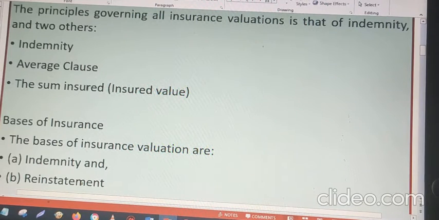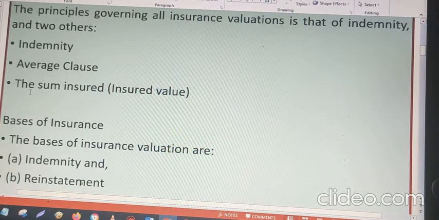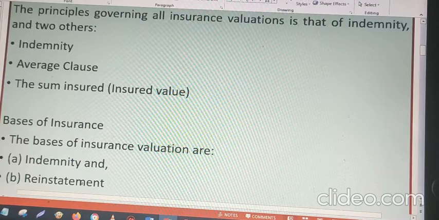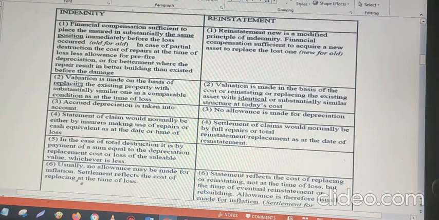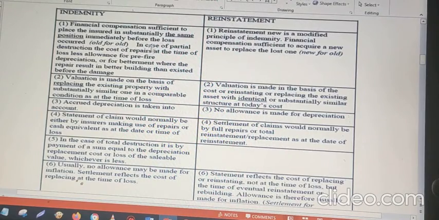3. The sum insured. I. Indemnity. The bases of insurance valuation are a. Indemnity and b. Reinstatement. Indemnity: 1. Financial compensation sufficient to place the insured in substantially the same position as immediately before the loss occurred, old for old. In case of partial destruction, the cost of repairs at the time of loss less allowance for pre-fire depreciation, or for betterment where the repair results in a better building than existed before the damage.